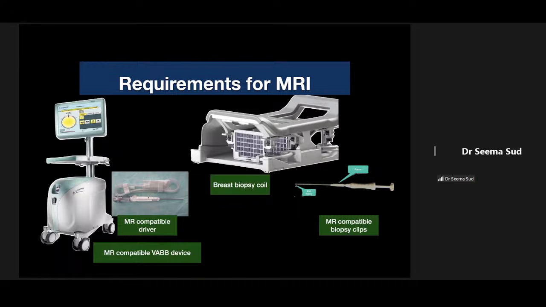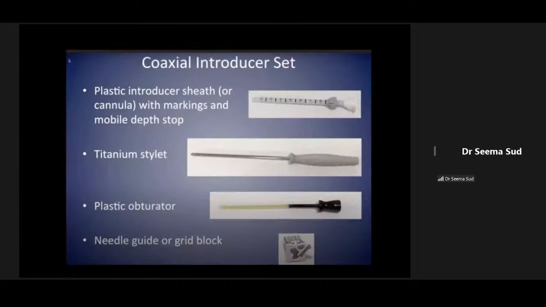And this has these two grids on either side, which you compress the breast with. And you need MR compatible biopsy clips to be placed post the procedure. For the biopsy itself, you need the coaxial introducer set, which includes a plastic sheath. And this has a stopper in this where you can mark the depth where you want to go. A titanium stylet, which is placed into this to puncture the skin. An obturator where you have to see where exactly you are to localize. And we have this needle grid or a grid block. I'll show you how we use these.